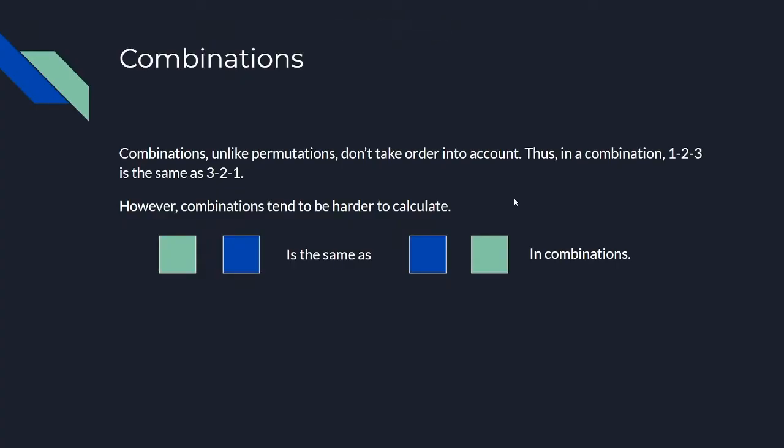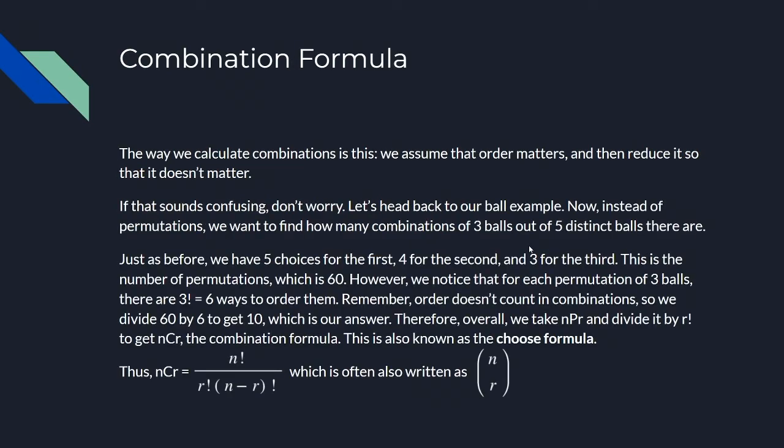So combinations, unlike permutations, will not take order into account. In a combination, 1, 2, 3 is the same thing as 3, 2, 1. But they tend to be a little harder to calculate. As you can see, green, blue is the same as blue, green in combinations, because order does not matter. So the way we calculate combinations is this: we assume that order matters, and then reduce it so that it doesn't matter.